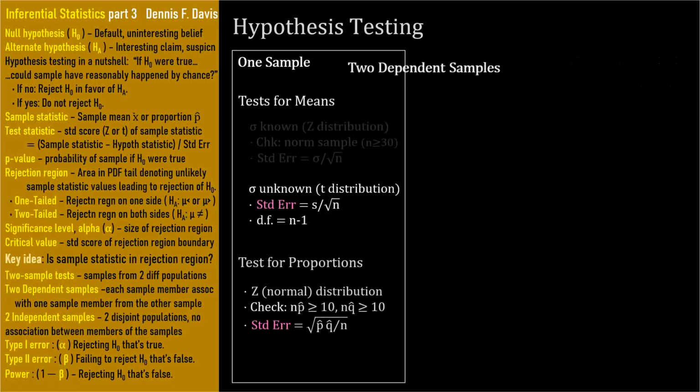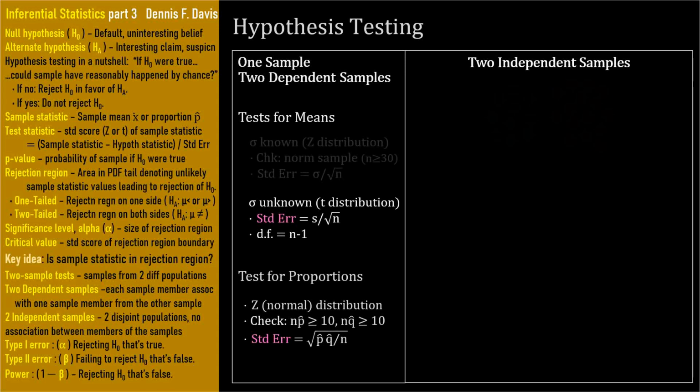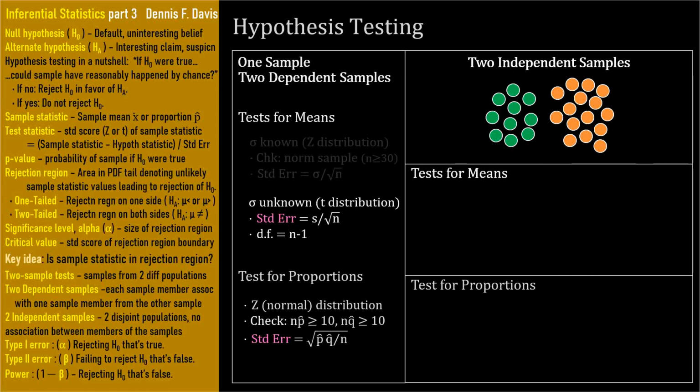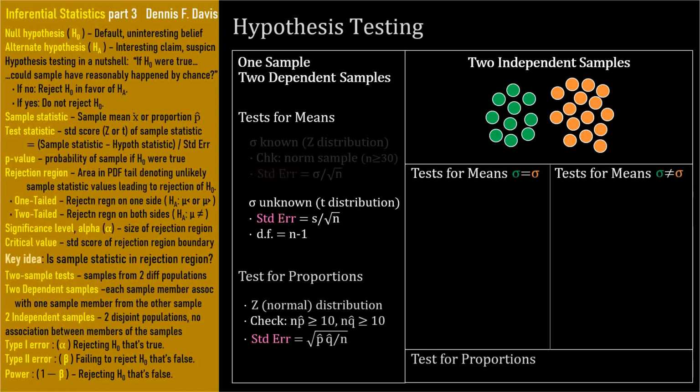That leaves two independent sample tests. Here's the memory aid diagram. Two distinct samples from two completely different independent populations. Again, we have tests of means and tests of proportions. For means tests, there are two scenarios. One where we have some reason to believe that the green and orange populations we're comparing have the same standard deviation, and the other where we don't make this assumption. For the first scenario, it's possible to have a reason to assume the two sigmas are the same, even if we don't actually know what sigma is.